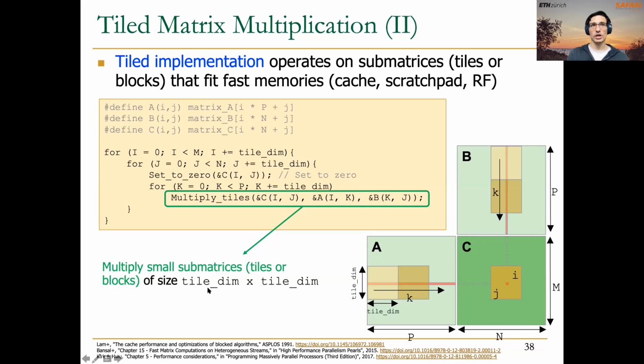And these tiles or blocks have this size, tile dim times tile dim. So we first perform the matrix multiplication of this submatrix here and this submatrix here. Then we go to the next two tiles, this one here and this one here, and we continue the whole process until we complete the entire matrix A and the entire matrix B, and we keep accumulating on some temporary variables that will finally have the output results for the corresponding elements of the matrix C.